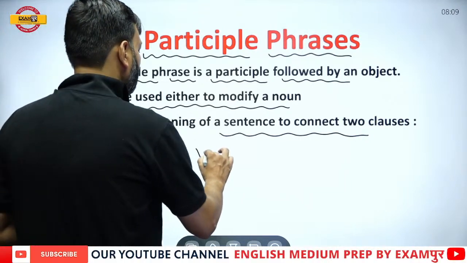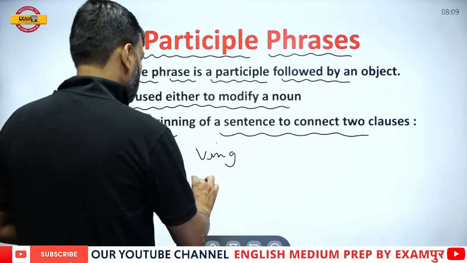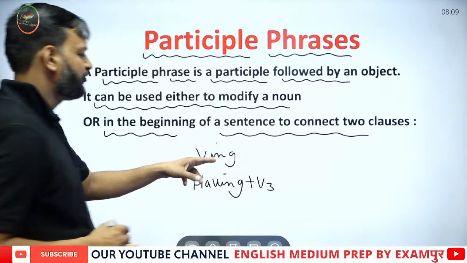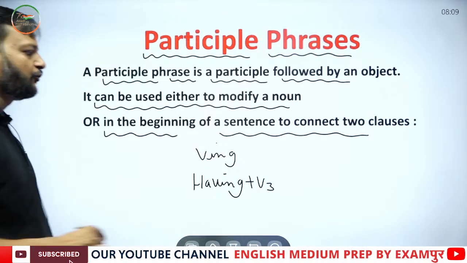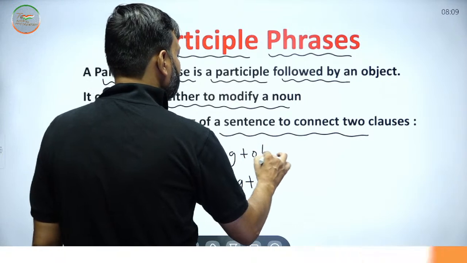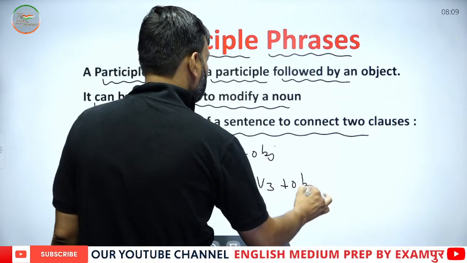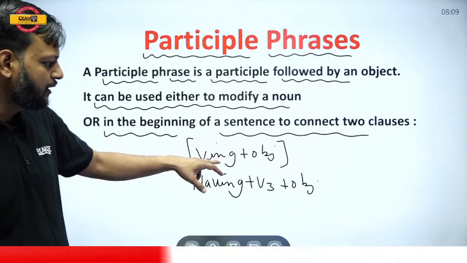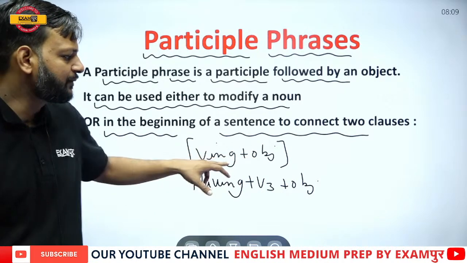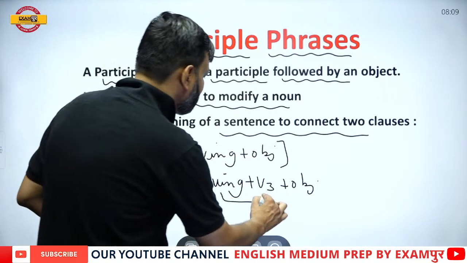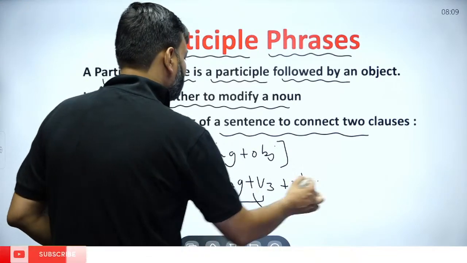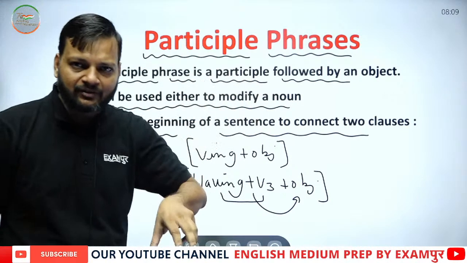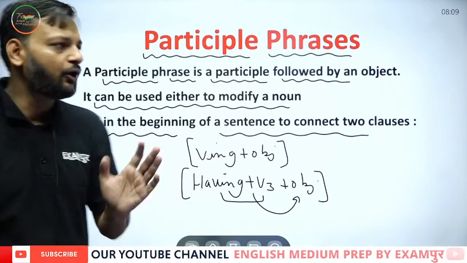For example, this is present participle and this is perfect participle, right? When a participle is followed by an object, it is called a participle phrase. So a participle followed by an object is called a participle phrase. This is a perfect participle followed by an object, so it is called a perfect participle phrase. So a participle phrase is a participle followed by an object.